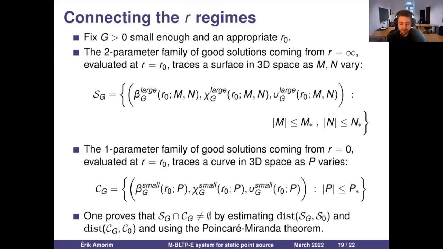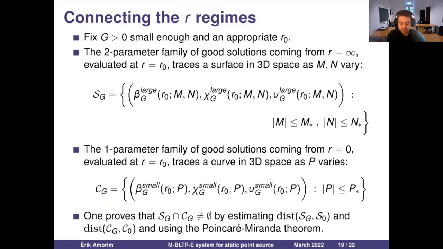So here's the definition of that surface. This particular point in three-dimensional space as the parameter values m and n vary. So this is a surface. As I remind you, the functions are continuous in m and n. And then similarly, the one-parameter family of solutions coming from R equals 0, they're going to trace out a curve as the parameter b varies. So I'm calling that cg, c for curve. And what you want to prove is that sg and cg intersect.